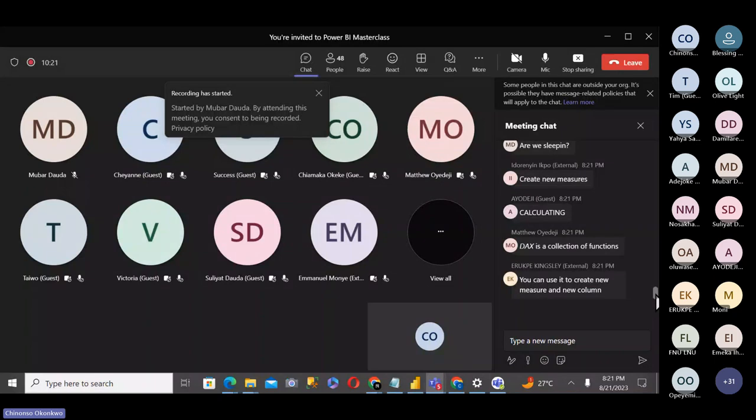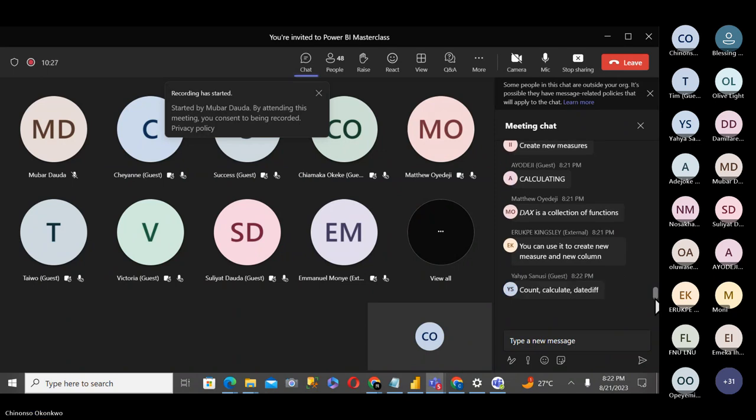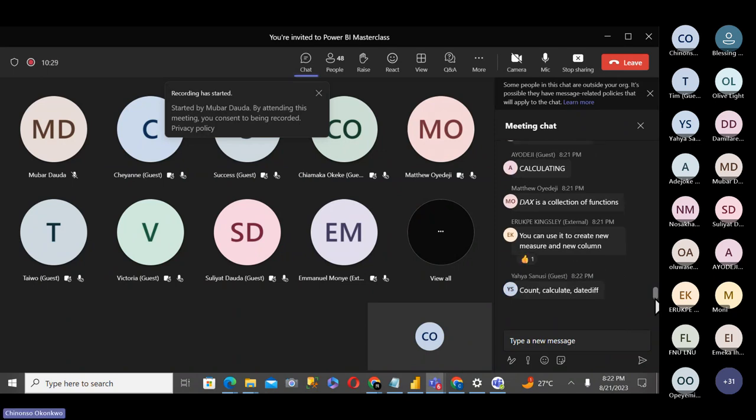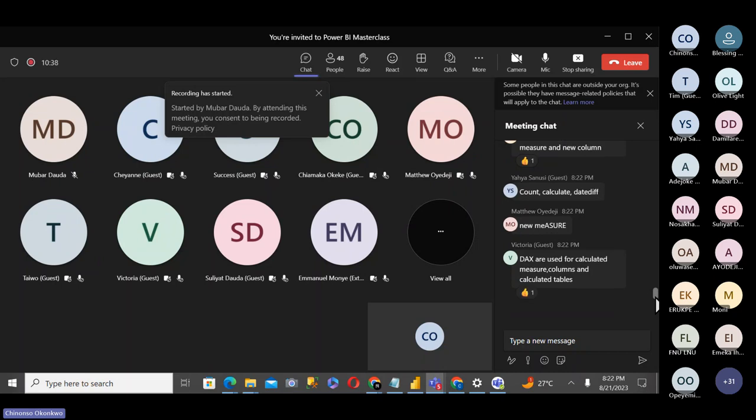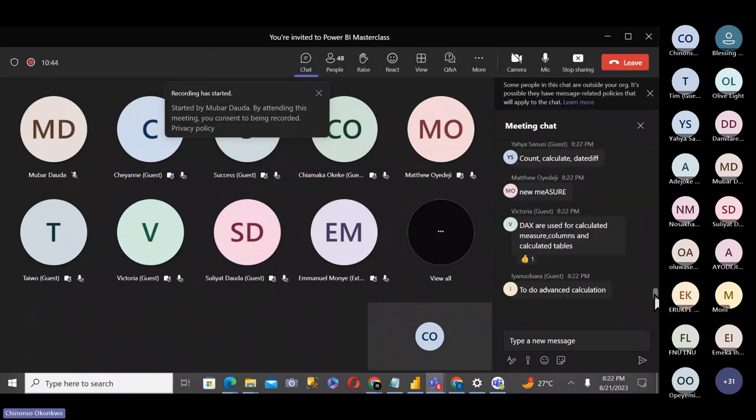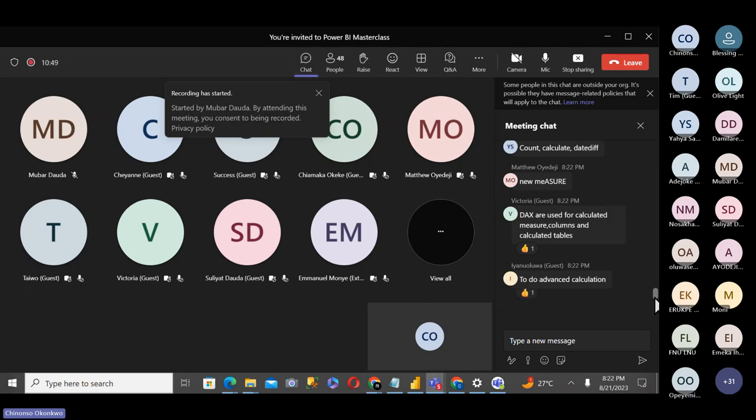Measures and new columns, okay. So what are you creating these new measures and these new columns for? I want the answer. Can somebody tell me what you are creating new measures for? Okay, calculated columns from Victoria, that's cool. So what are you using these calculated columns, measures, and calculated tables for? I'm still linking it up to what you use that for, to do advanced calculation. What advanced calculation are you creating?